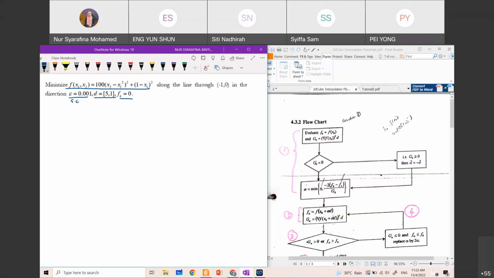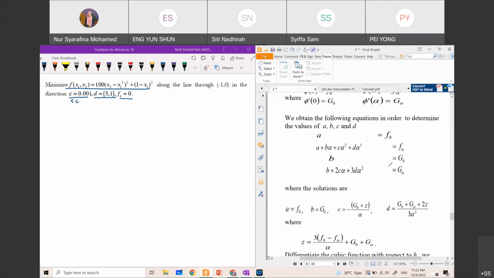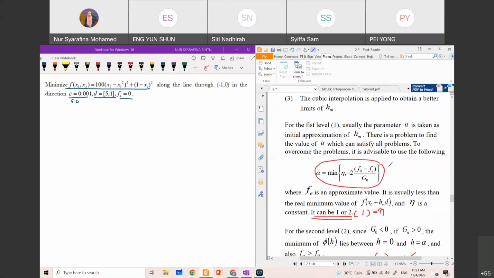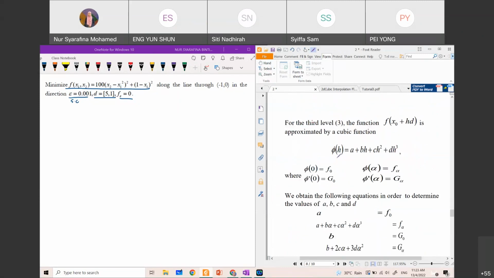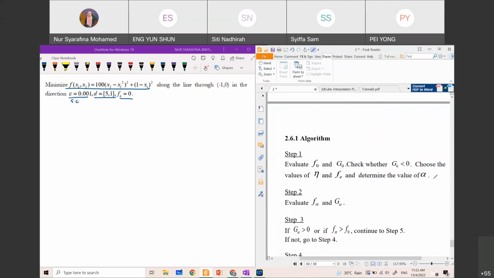So what is FE? FE is used to find the value of alpha. Remember, you need to find the value of alpha in our first step. Okay, so now let's start.